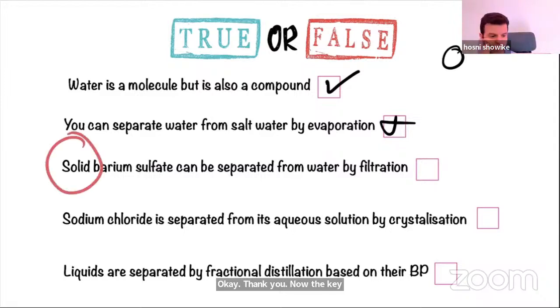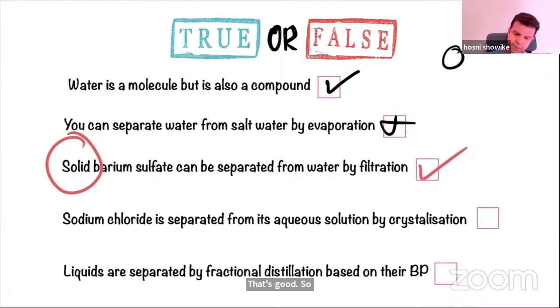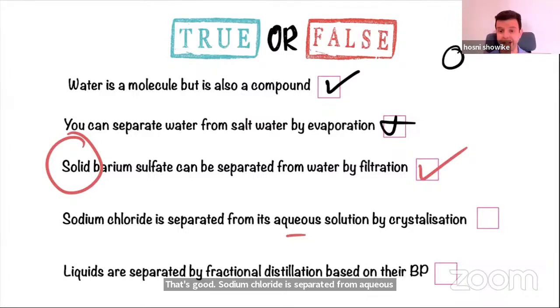If you have a solid, can you grab that solid by doing filtration or not? Can we try Mohammed Hisham? Is this true or false, the third one? True. That's good. Sodium chloride is separated from aqueous. The key word here is aqueous. Aqueous means it's dissolved in water. Can I do crystallization, the method we just saw? Can I do crystallization of aqueous sodium chloride? Hala?